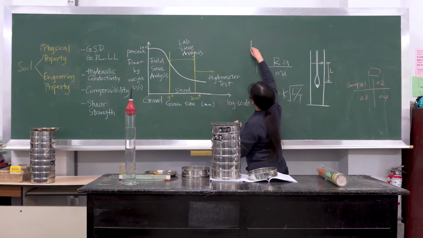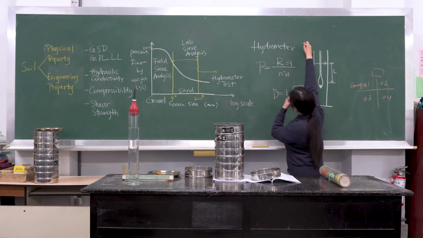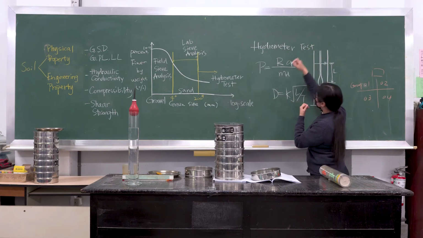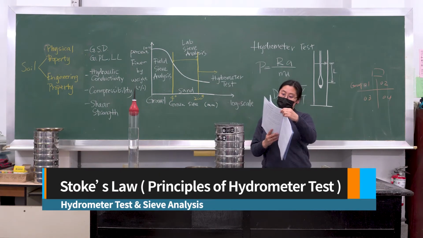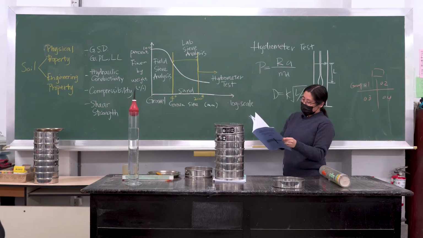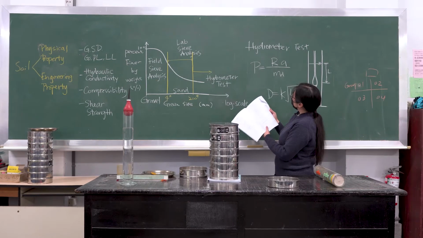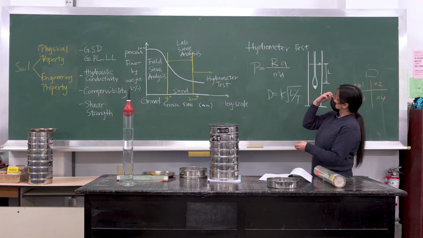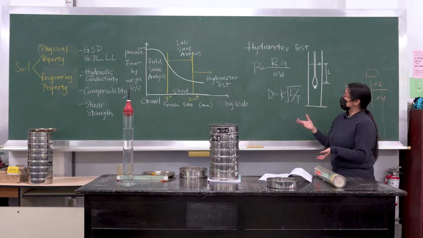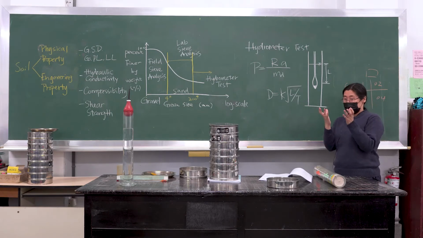So for this part, we are going to perform the hydrometer test. If you look at your soil lab manual, page 12, it consists of a list of test procedures that you will need to do for the hydrometer test. The key principle for the hydrometer test is we want to observe how the soil particles would settle. So the settling velocity of the particle depends on the size of the particles.